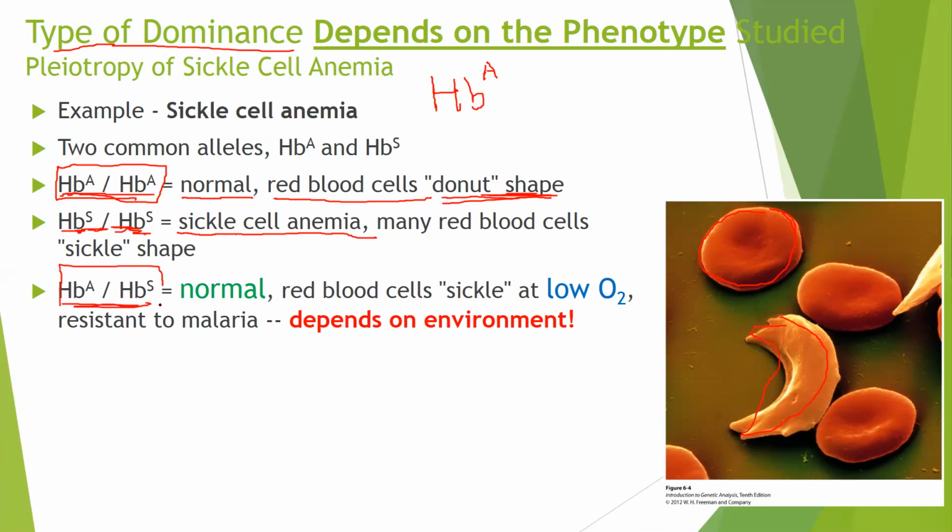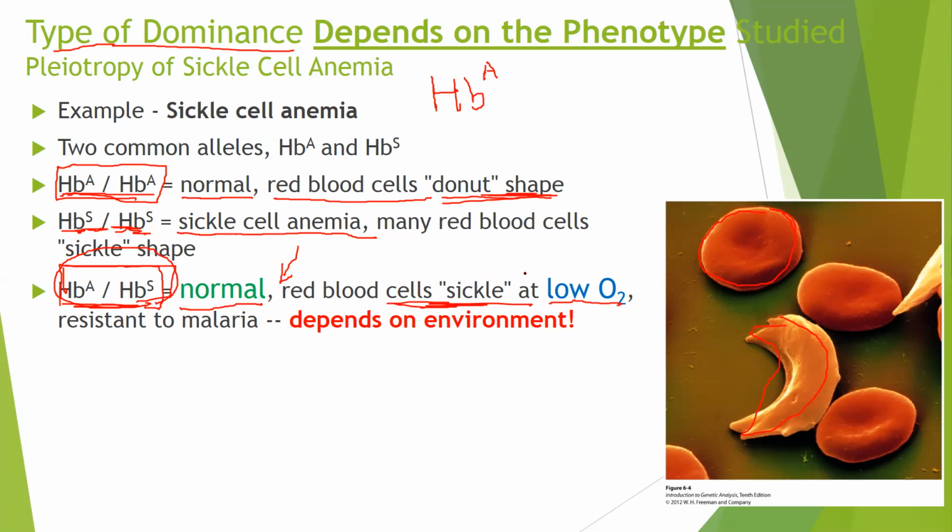So this heterozygous will be normal. It can produce the donut shape red blood cell only in a standard situation. However, the same genotype, the heterozygous, will produce sickle blood cells if the oxygen level is very low. So for example, if you go to a high mountain where the oxygen concentration is very low, in that situation this heterozygous genotype will produce different phenotypes.